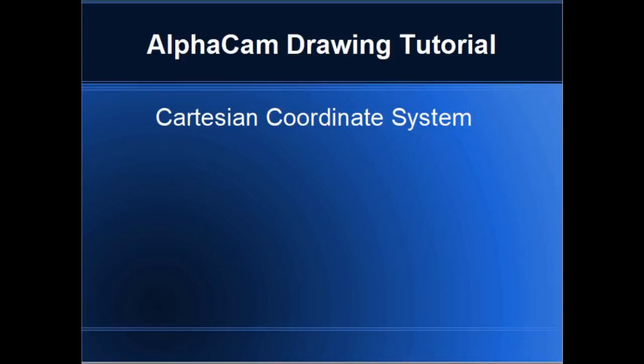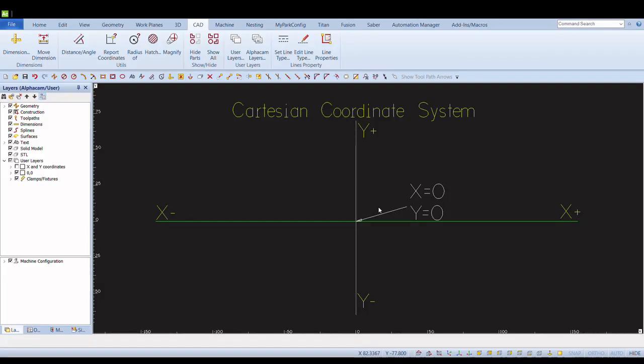Before we get into drawing, we're going to go over the Cartesian coordinate system. The Cartesian coordinate system is a method in which the location of a point is given by coordinates that represent its distances from perpendicular lines that intersect at a point called the origin. The two perpendicular lines are represented by the x-axis, which goes in the horizontal direction, and the y-axis, which goes in the vertical direction. As x increases, the point moves further right.